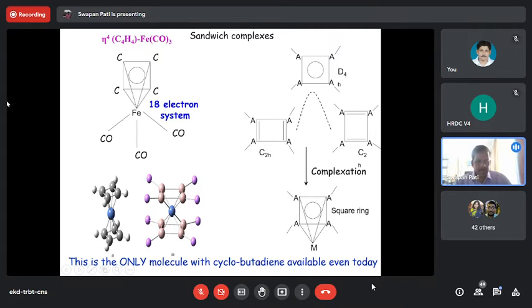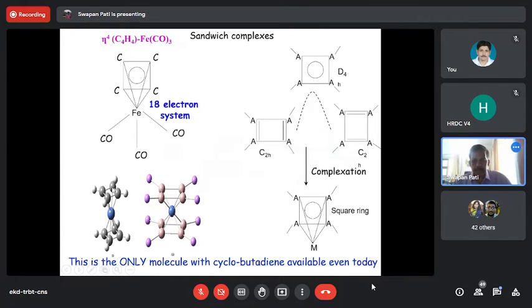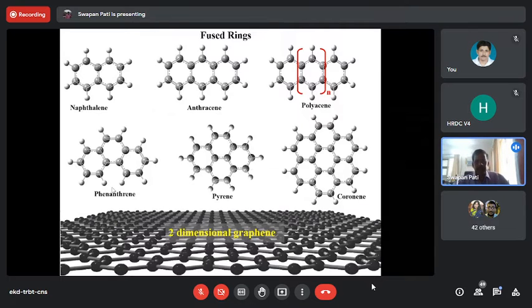In fact, even today, this is the only molecule with cyclobutadiene available. One can buy it. There is no other molecule which stabilizes the C4H4. It was synthesized in 1958, published in the Journal of the Chemical Society, soon after this Longuet-Higgins paper in 1956. Okay, this is the power of molecular orbital theory. Okay, let me go over, and slowly tell you a little more on naphthalene, anthracene, or polyacenes, or phenanthrene, pyrene, coronene, or you can go up to two-dimensional graphene.